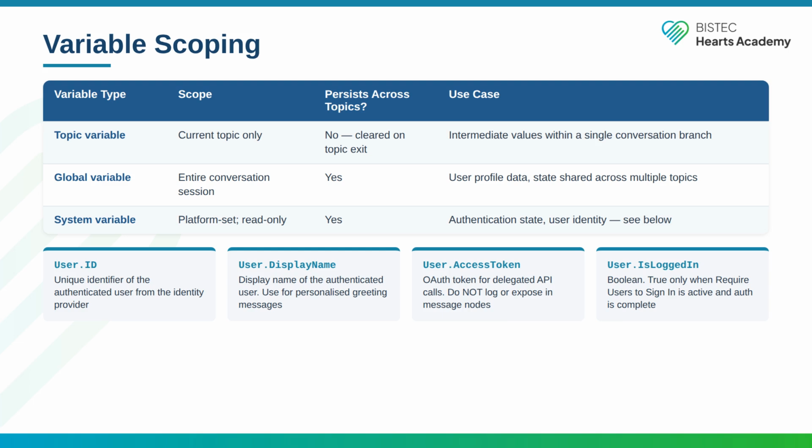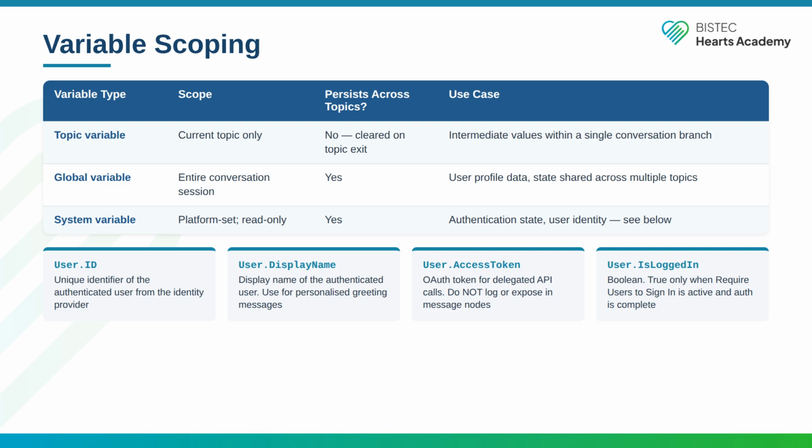Global variables persist for the entire conversation session and are accessible from every topic. Use global variables for user profile data and state that must survive topic transitions. The user's department, their employee ID, their manager's name, a reference number generated at the start of the session. Any value that a downstream topic will need should be global.